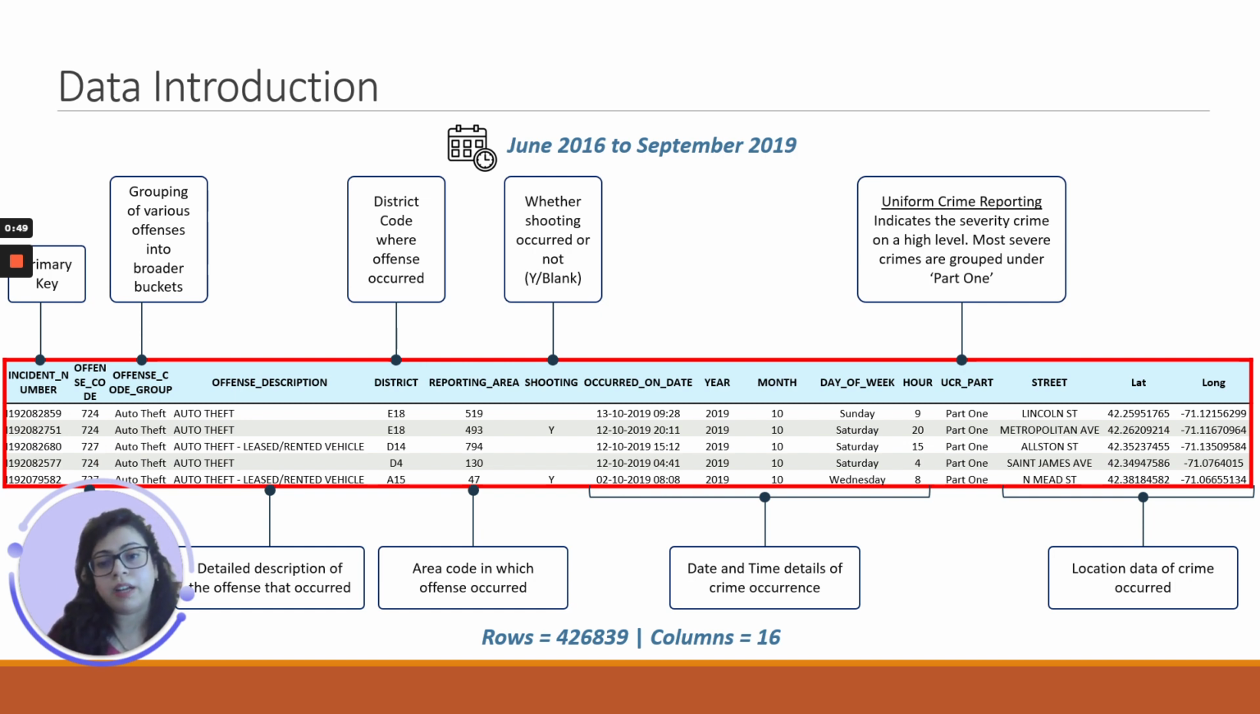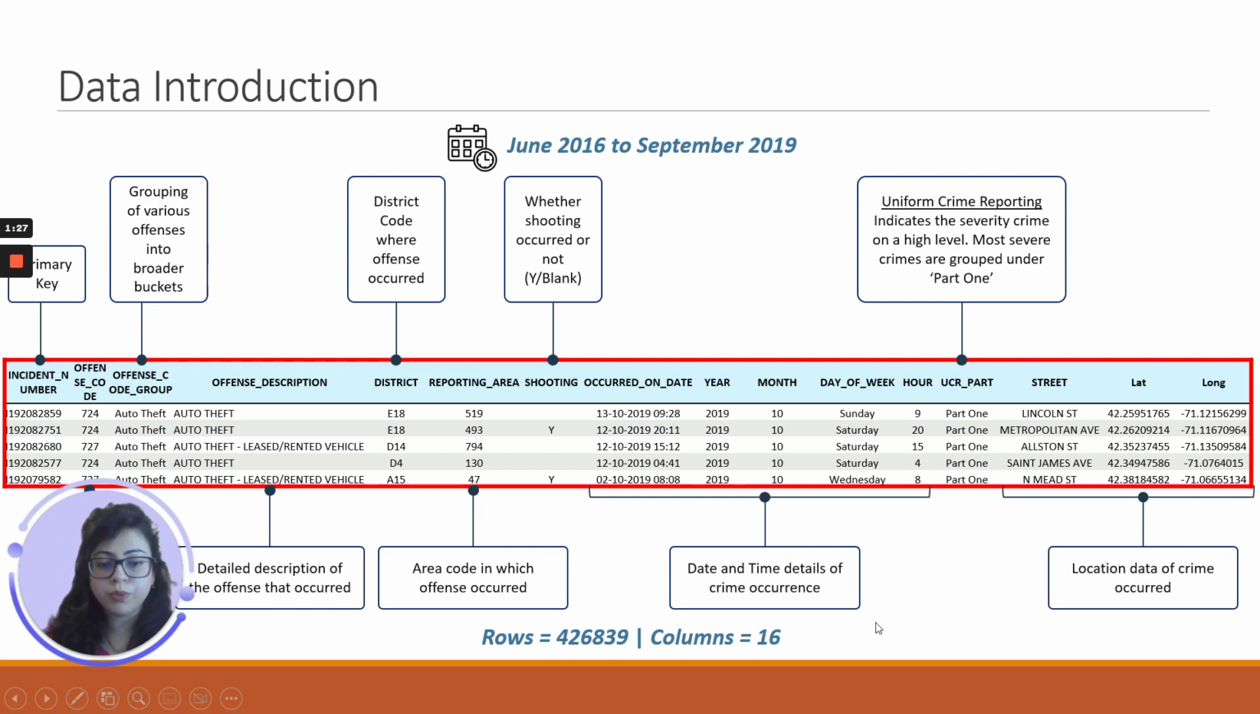I assume that the rows which had blanks in the shooting column mean that shooting did not happen there. So I'll be putting no in during the data manipulation process, which I'll walk you through. Then we have occurred on date, which is the time and duration when the crimes happened. And then finally we have the location of the crimes. We also have UCR, which is Uniform Crime Reporting, which tells you the severity of the crimes. Is it part one? Part one means the most severe, and part three being the least severe.